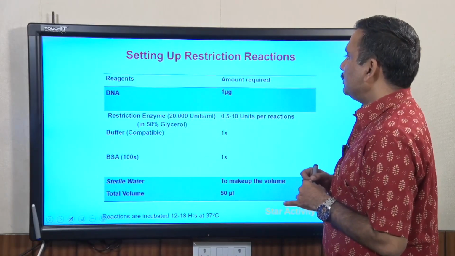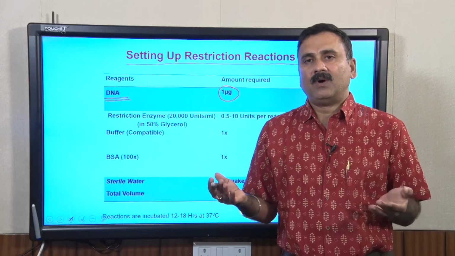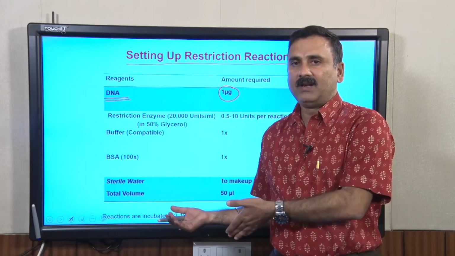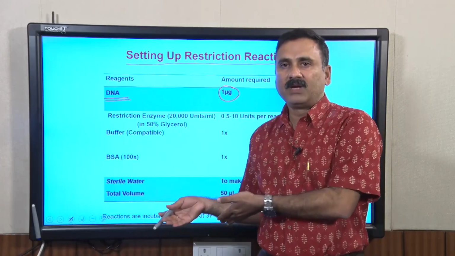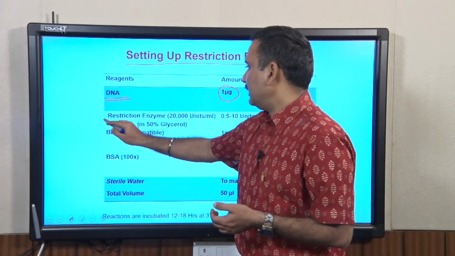Now, let me tell you how to set up the restriction reactions. In the case of restriction reactions, you are required to have the DNA which you want to cut with the restriction enzymes. You can take 1 microgram or you can take more, depending upon the amount of DNA you want as the final product. So, you can take 100 nanograms, 200 nanograms, 1 microgram, 2 micrograms, and so on. Then you have to take the restriction enzyme.